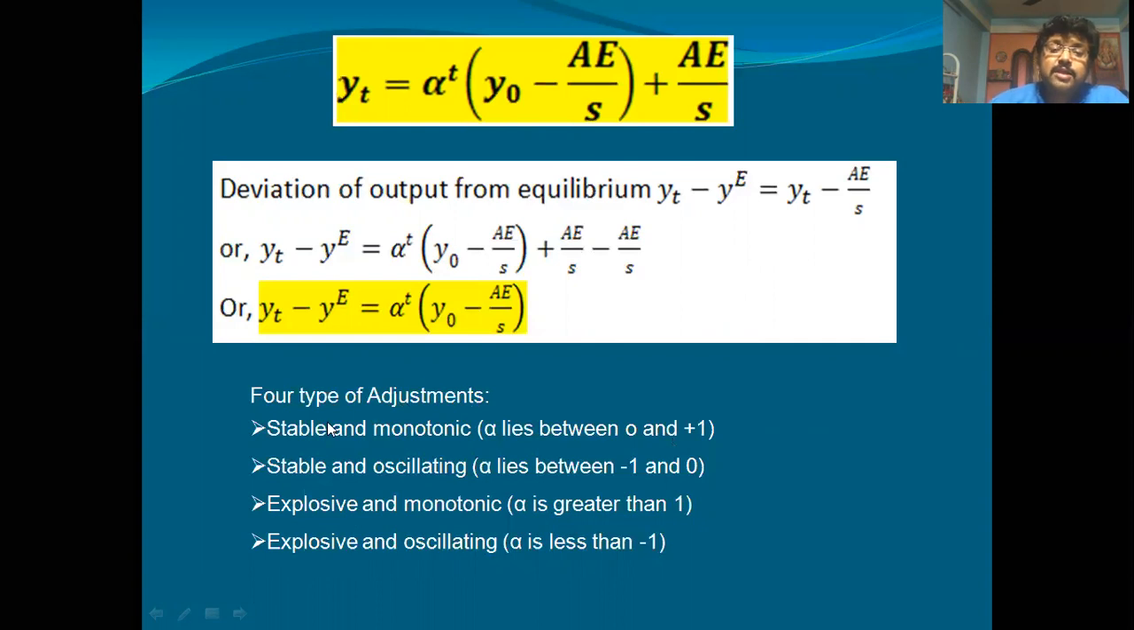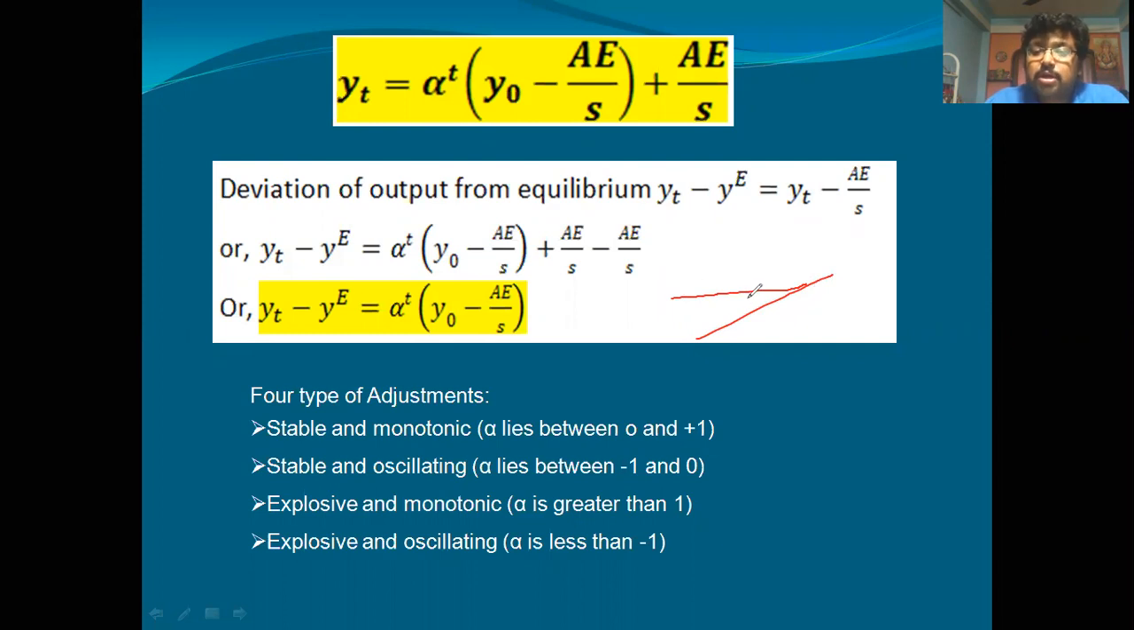So if the value of alpha lies between 0 and plus 1, then the adjustment is stable and monotonic. Stable and monotonic means like this. If this is the equilibrium path, it will come this way. It is stable but monotonic.